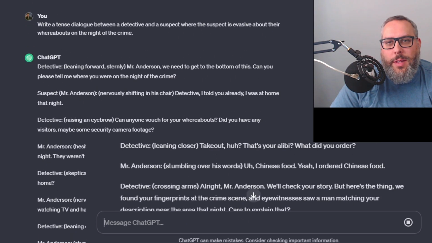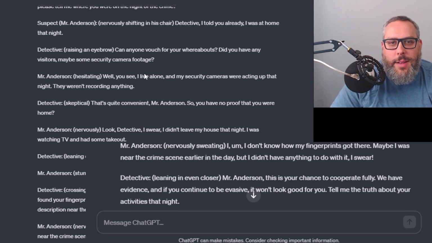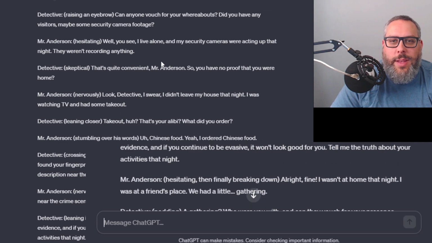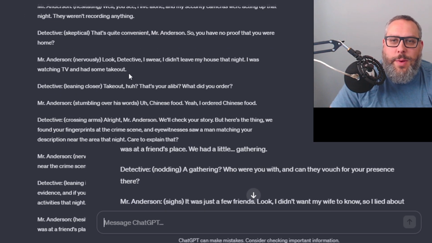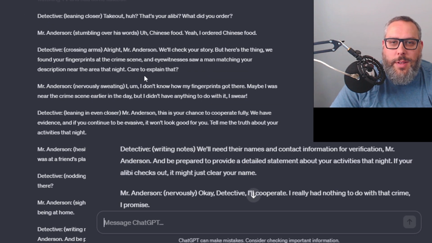Detective, leaning forward sternly. Mr. Anderson, we need to get to the bottom of this. Can you please tell me where you were the night of the crime? Mr. Anderson says, Detective, I told you already. I was at home that night. Detective says, can anyone vouch for your whereabouts? Did you have any visitors? Maybe some security camera footage? Well, you see, I live alone, and my security cameras were acting up that night. They weren't recording everything. That's quite convenient, Mr. Anderson, so you have no proof that you were home. Look, Detective, I swear. I didn't leave my house that night. I was watching TV and had some takeout. Takeout, huh? That's your alibi? What did you order? Chinese food. Yeah, I ordered Chinese food. All right, Mr. Anderson, we'll check your story, but here's the thing. We found your fingerprints at the scene of the crime, and eyewitnesses saw a man matching your description near the area that night. Care to explain that?